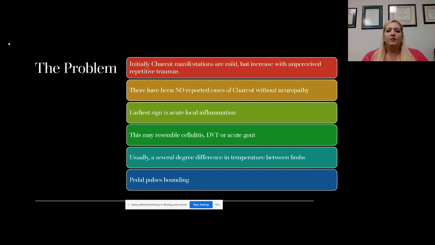And we can detect a degree of difference in the temperature between the two limbs. But really the dead giveaway is when the pedal pulses of the affected limb are bounding. That should be an indication that maybe there's a Charcot process.